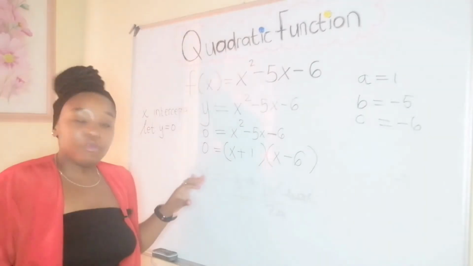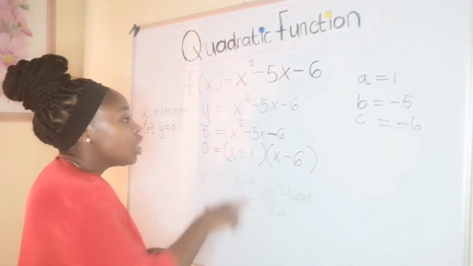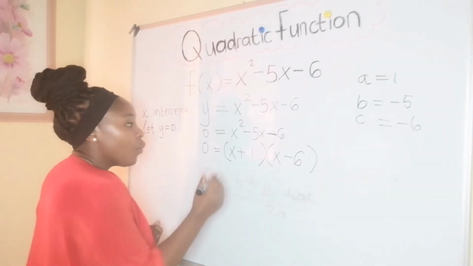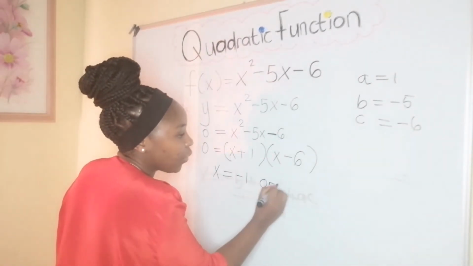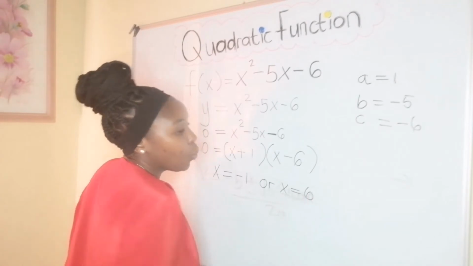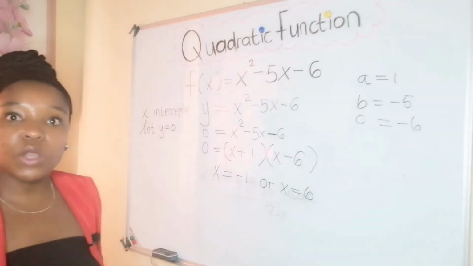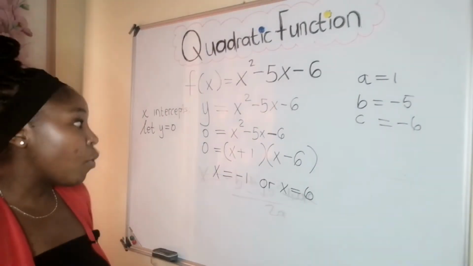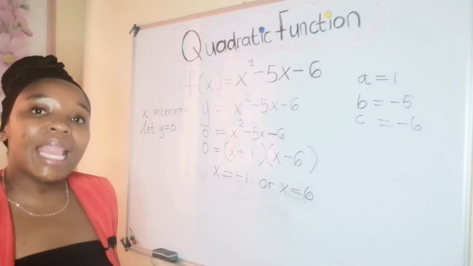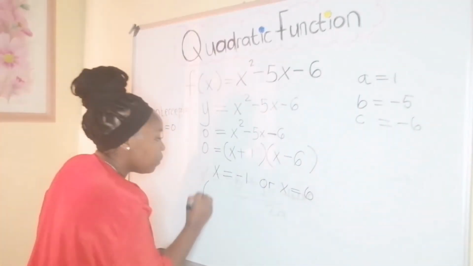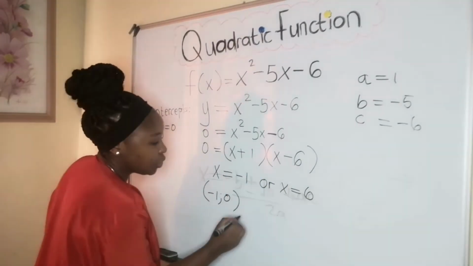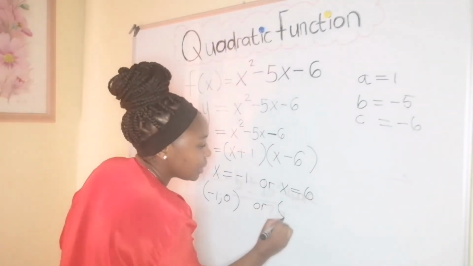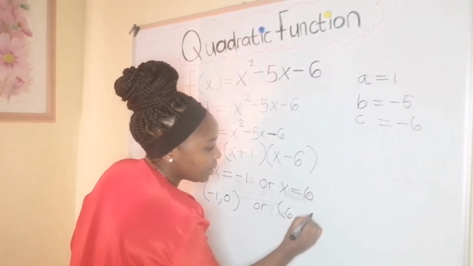So I'm just going to move back to what we have here in the brackets. If you solve for x, we found that x is equal to negative 1, or x is equal to 6, which is what we got from using the quadratic formula. So you found the two x-intercepts: when x is equal to negative 1, y is equal to 0, or when x is equal to 6, y is equal to 0.